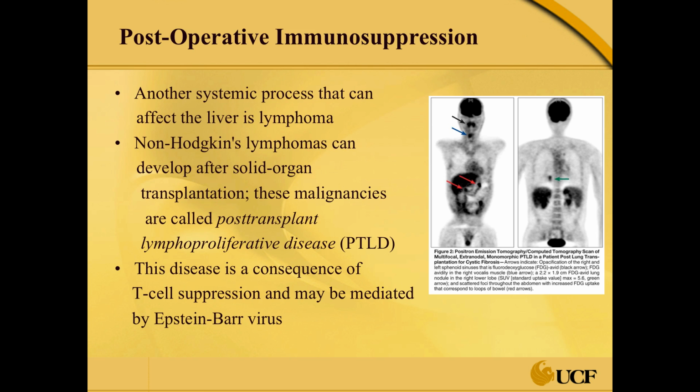In this particular picture, the arrows indicate opacification of the right and left sphenoid sinuses. That is FDG avid, which is the black arrows. FDG avidity in the right vocalis muscle, which is the blue arrow, and a 2.2 by 1.9 centimeter FDG avid lung nodule. And you can see that on the right picture with the green arrow. All right. And there's scattered foci throughout the abdomen and increased FDG uptake that corresponds into the loop of bowel as well, which is the red arrows.